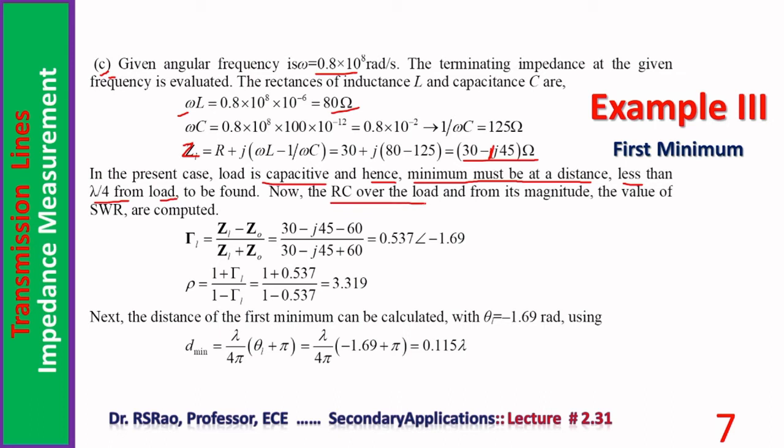Now the reflection coefficient over the load, and from its magnitude, the value of SWR can be computed. ZL is known, so gamma L can be computed within no time. From the magnitude, one can compute rho. From the angle of gamma L, distance of first minimum can be computed.